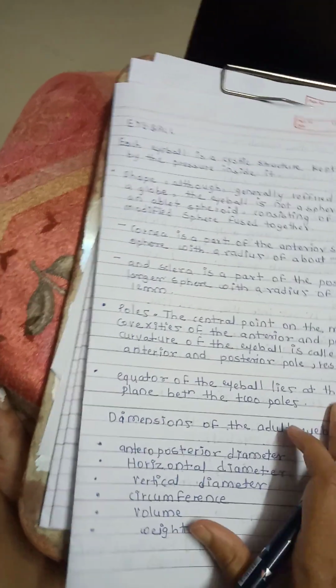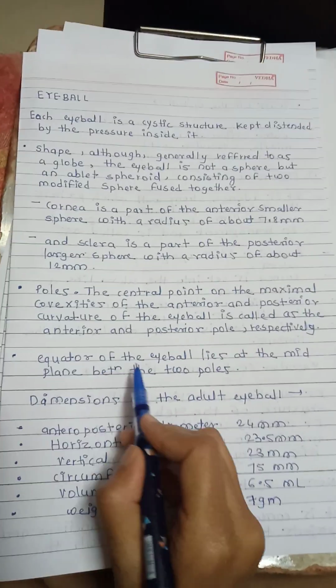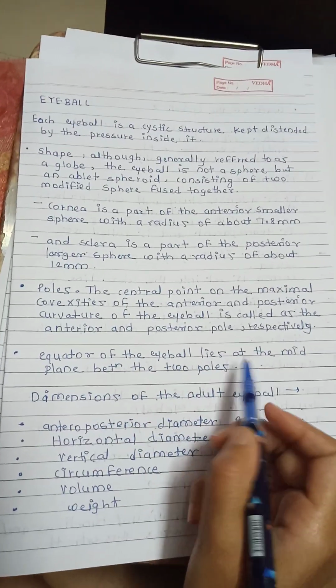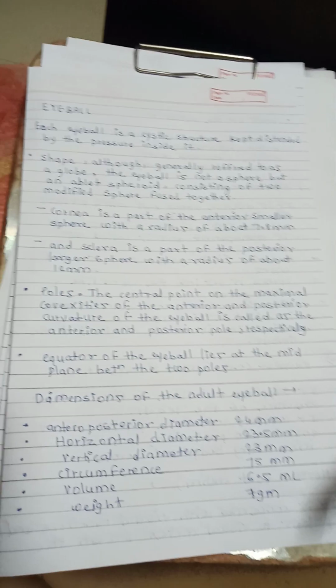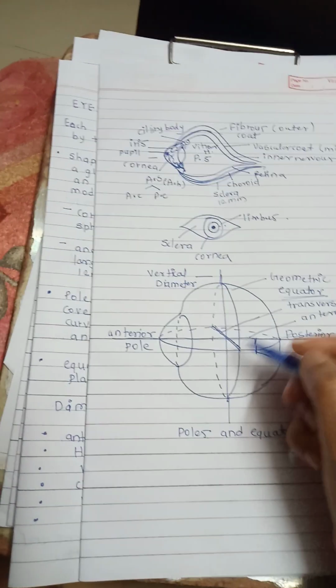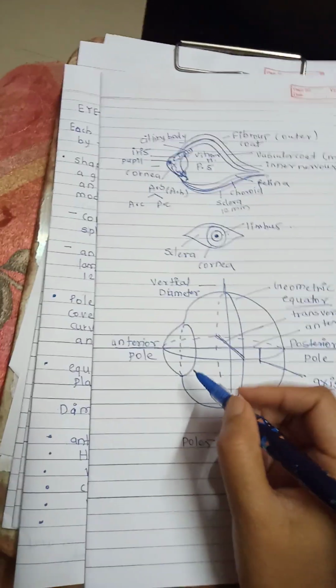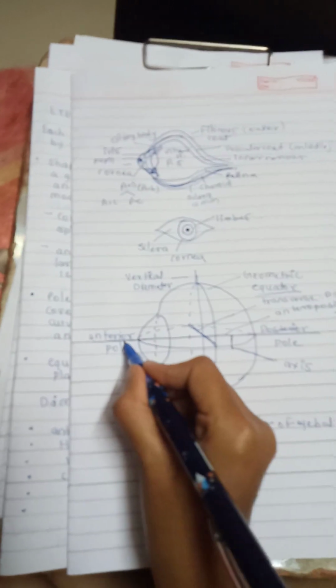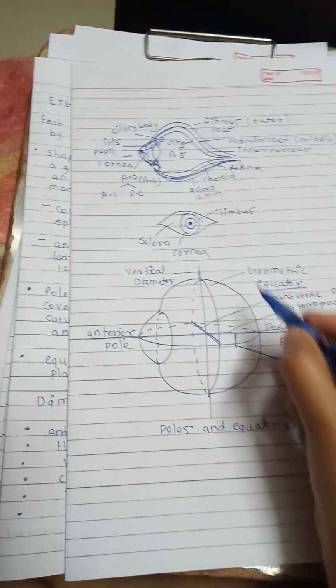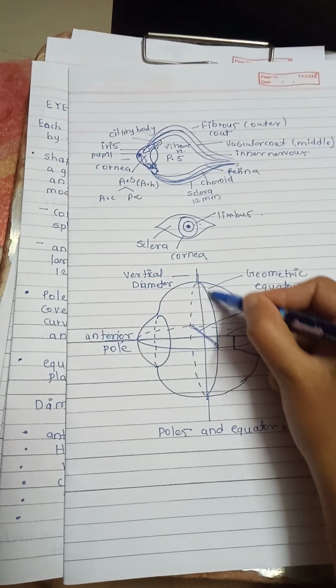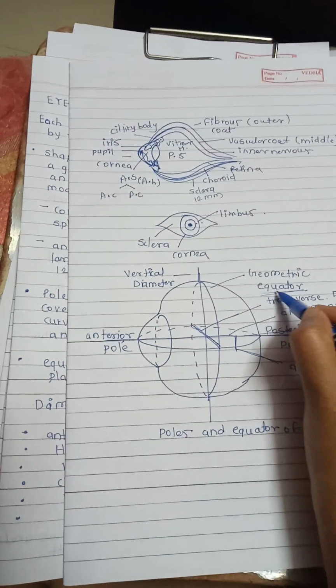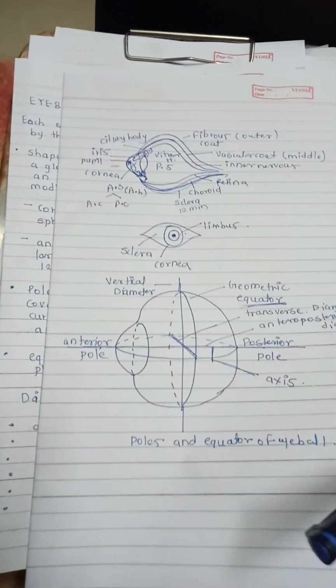Then equator. The equator of the eyeball lies at the mid-plane between the two poles, between the anterior pole and the posterior pole. This vertical diameter and this circle is called the geometric equator.